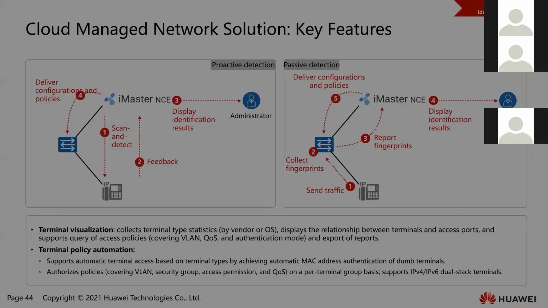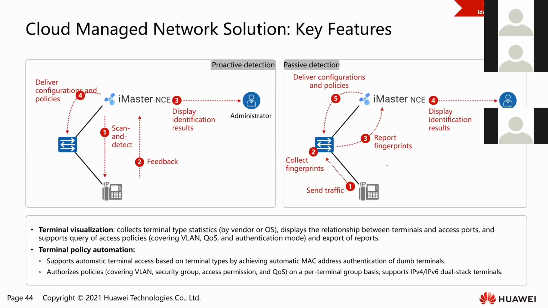Okay. So in terminal identification, our NC Campus actually detects the terminal with two types of solution where our Campus Insight is used to detect the end terminal. The first one is proactive detection, and the other one is passive detection.